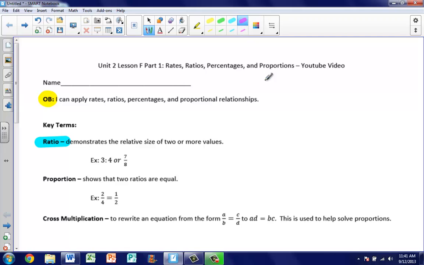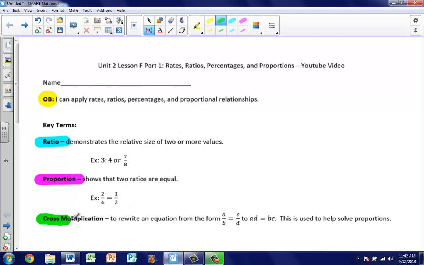Your first key term is ratio, and this demonstrates the relative size of two or more values. It can be written with two numbers separated by a colon, or it can be written in fraction form. If you look, this is read 3:4 or 7:8. A proportion now takes those ratios and shows that two of them are equal. So for example, we can say 2/4 is equal to 1/2.